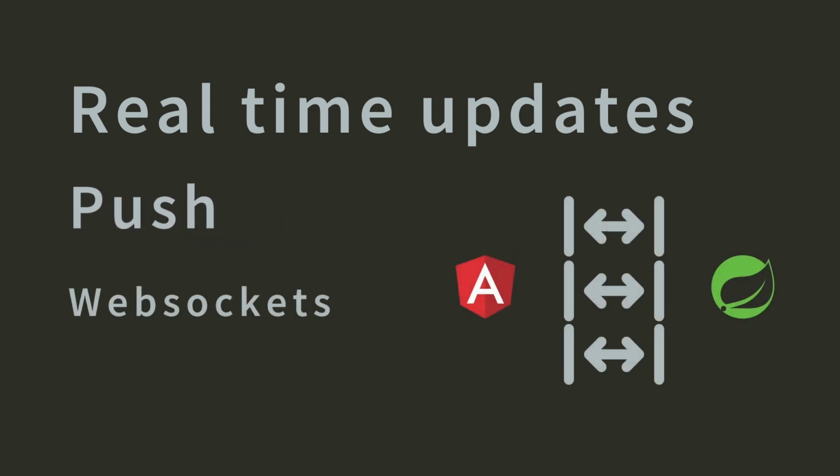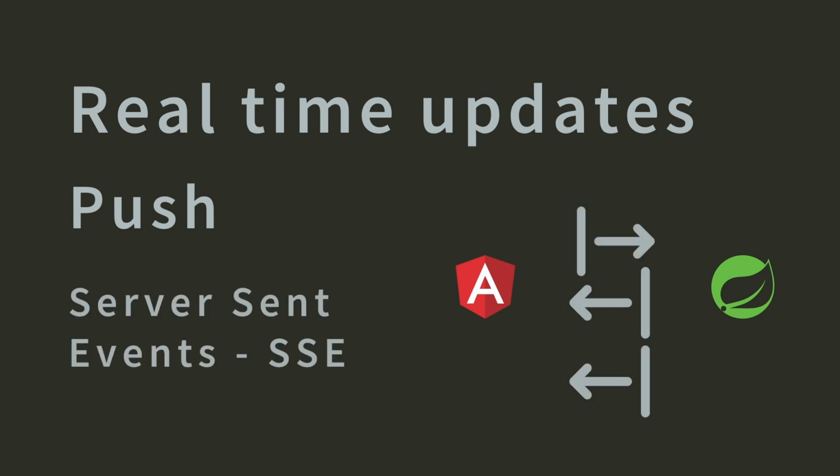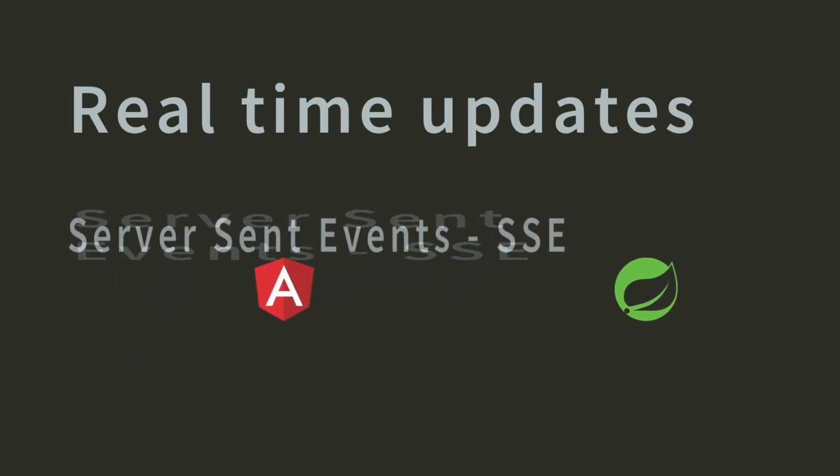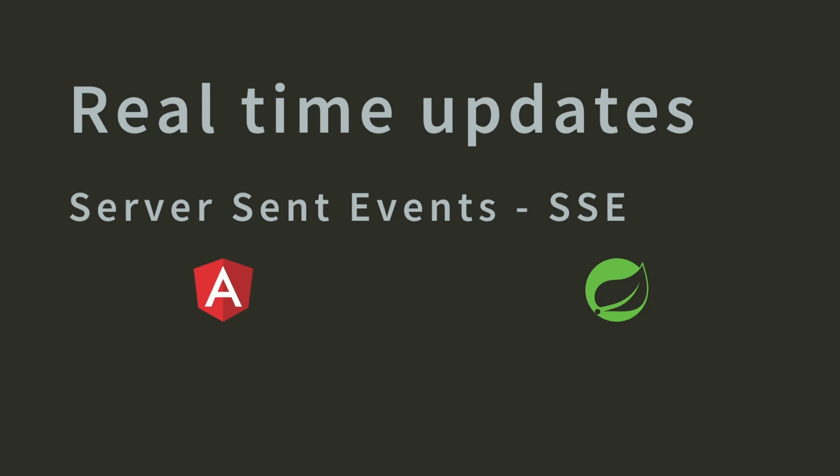WebSockets is a bidirectional push communication protocol where client and server can exchange messages. Server sent events is a unidirectional technique where the client requests a resource and then from that point on the server pushes updates. For our search use case we'll go with server sent events. Our server needs to produce text event stream messages and our client needs to accept them. In JavaScript there's the EventSource API we need to use to accomplish that.